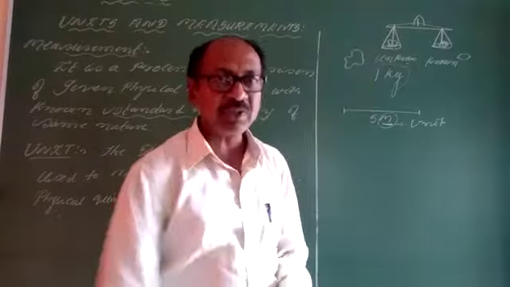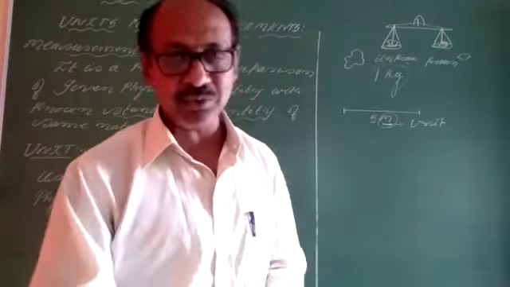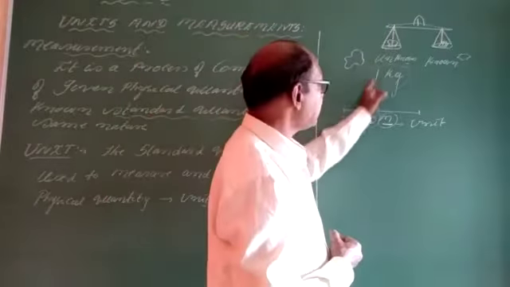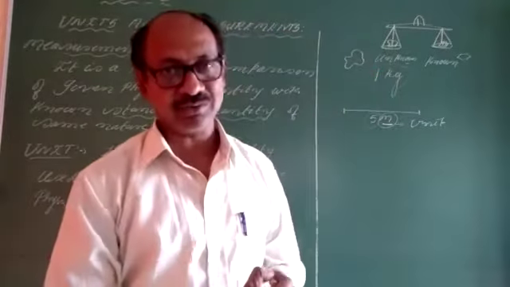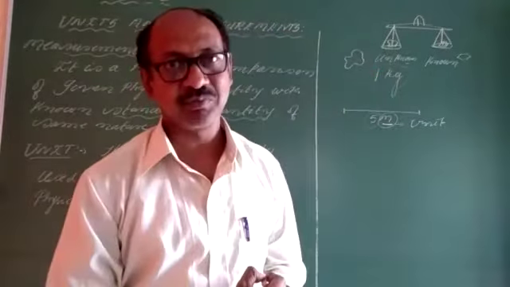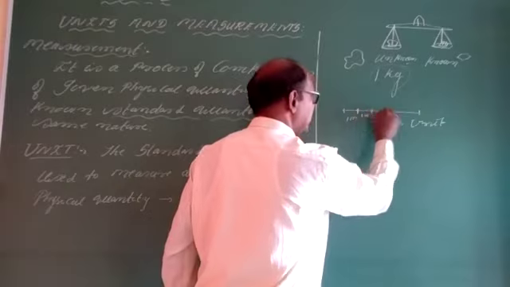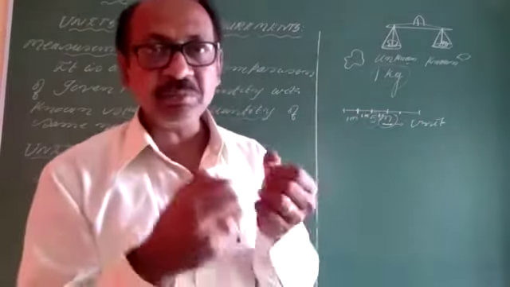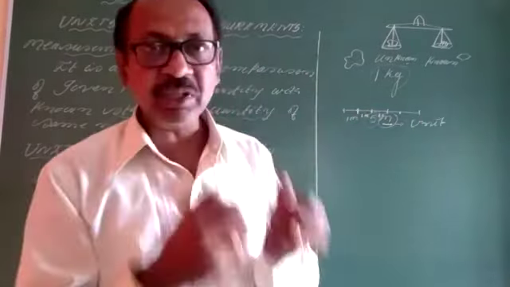And the second parameter is the numerical value. Here 5 is the numerical value of this. Let us consider 5 meters. From here to here there is 1 meter, from here to here 1 meter, 1 meter, 1 meter. How many times is the 1 meter repeated? It is repeated 5 times.